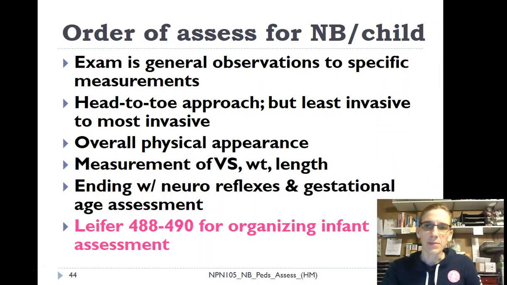All right, order of assessment for a newborn or child. The exam is general observations to specific measurements. So your head to toe approach, but again, head to toe, but least invasive to most invasive. Overall you're just generally getting a look at the overall physical appearance, measuring vital signs, weight, length, ending with the neural reflexes and gestational age assessments.